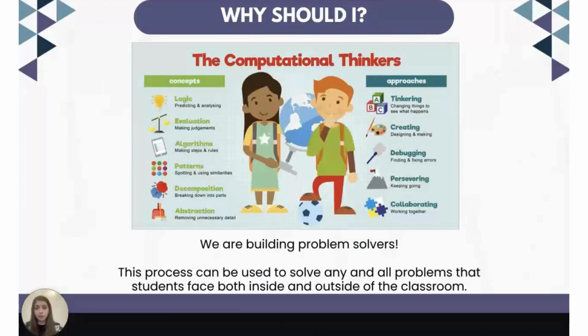We want them to be able to go out into the world someday and any problem they face, being able to effectively solve that, or at least get to the other side of it and being able to have a new perspective. So, this process can be used to solve problems inside the classroom and outside of the classroom. And it's something that if we build that common language, we can be intentional about asking them and probing them to get them to where they need to be.